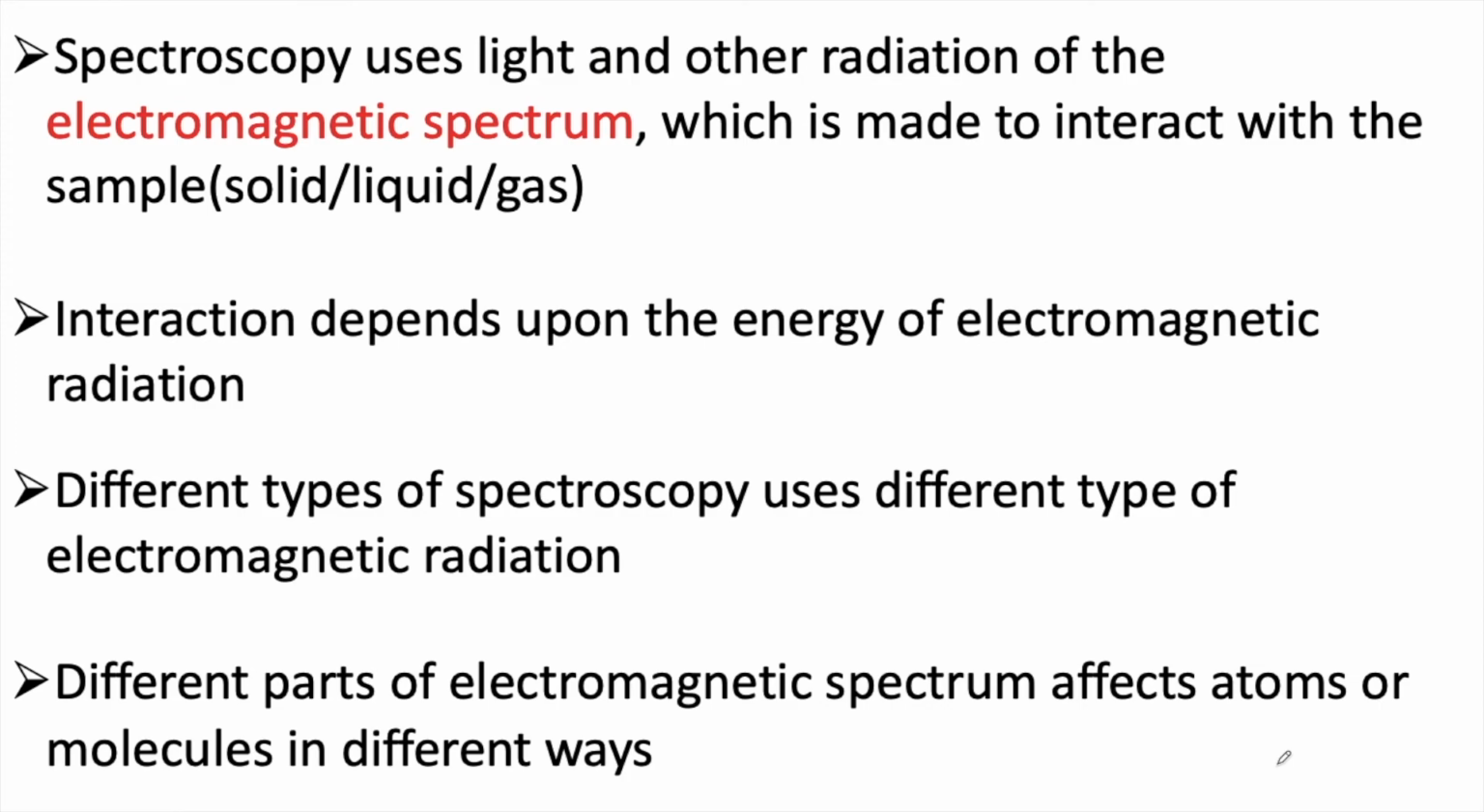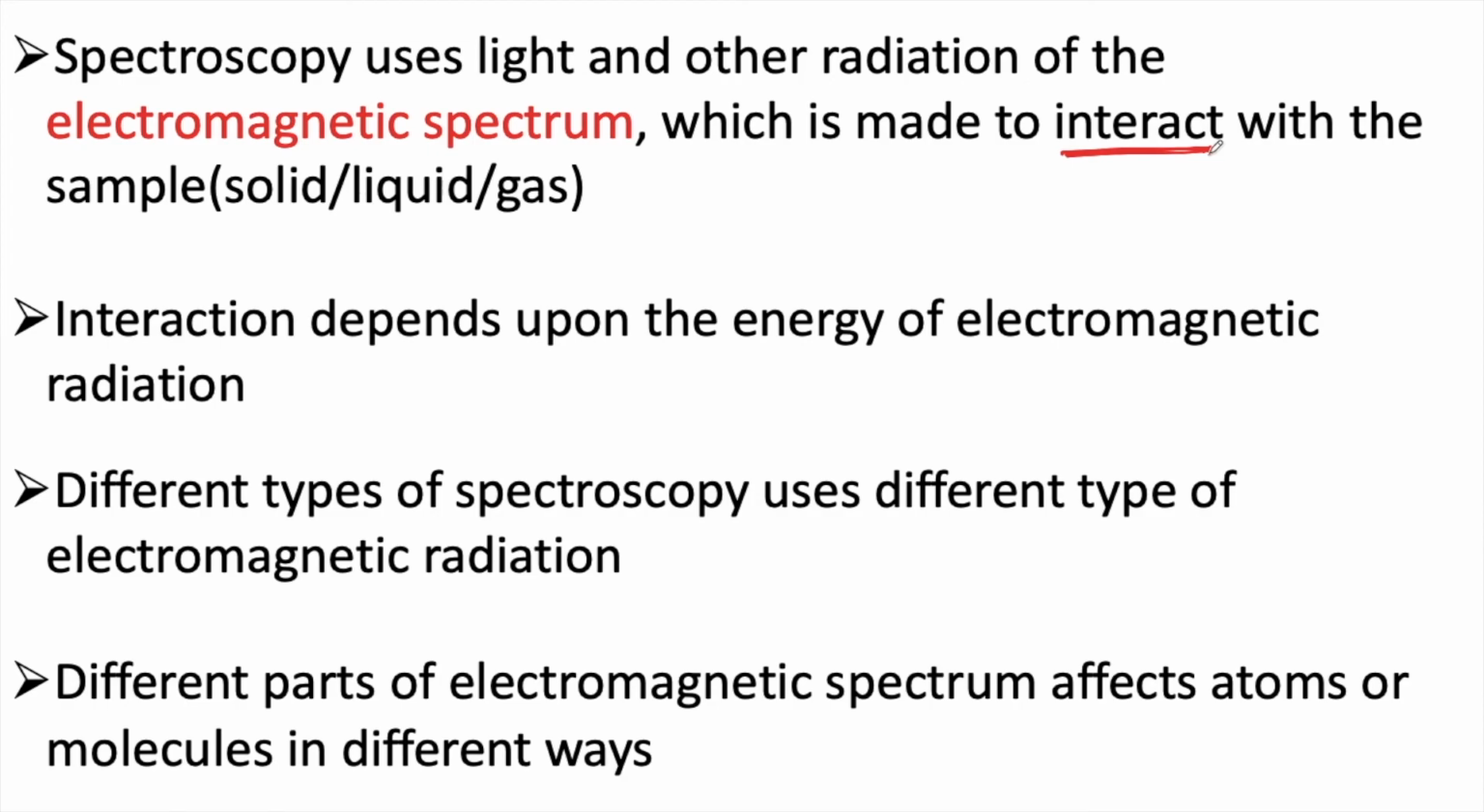So let's revise what we have discussed till now. Spectroscopy uses light and other radiation of the electromagnetic spectrum which is made to interact with the sample. The sample can be in any form. It can be solid, liquid, or gas. So you can understand that I am laying most of my focus on this word, interaction.